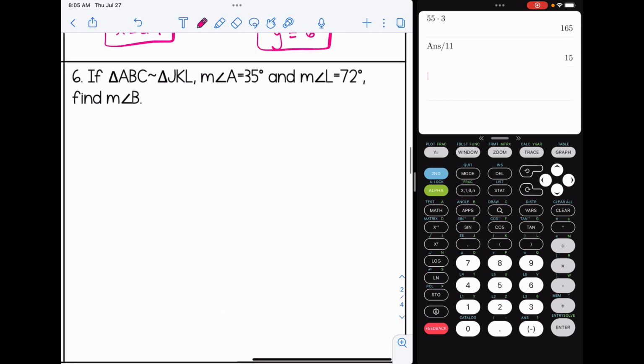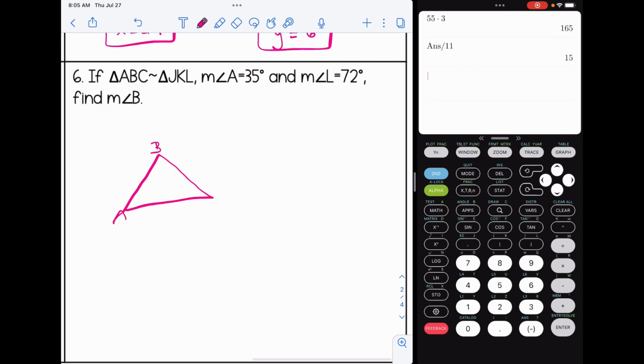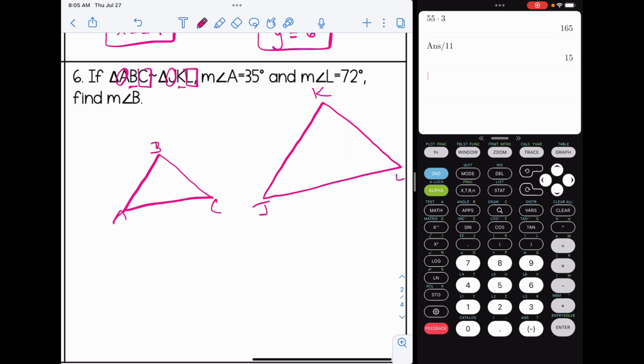All right, number 6, if triangle ABC is similar to triangle JKL, we have some angle measurements here. Find angle B. All right, let's draw this out. Anytime you don't have a picture, draw it out so you can make more sense of it. And again, we're not going to worry about this picture being drawn to scale, but what we are going to make sure is that our letters match. So A and J, B and K, and C and L. I'm kind of marking them off differently to show you what should correspond.